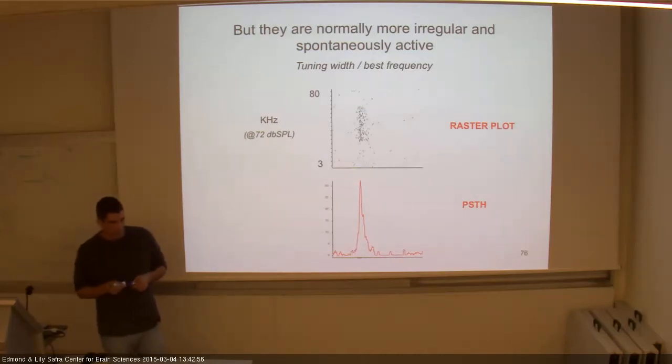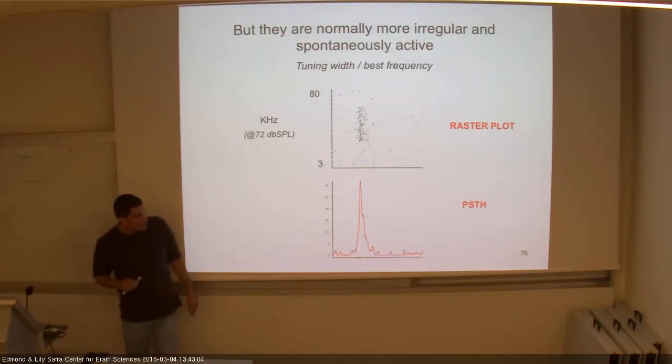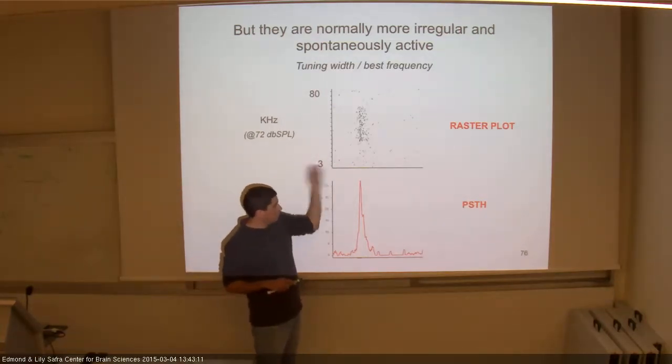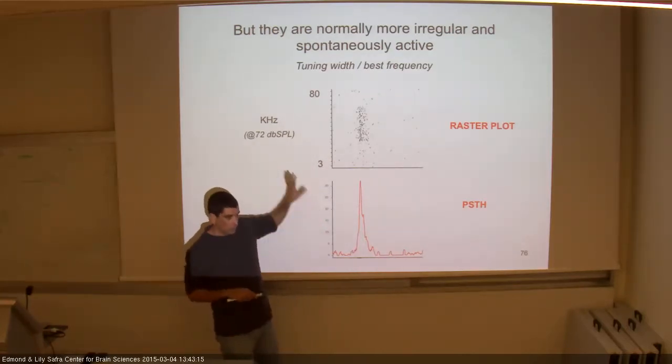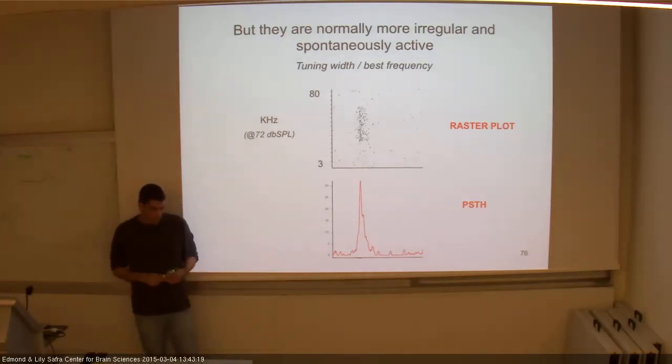Is it the same neuron or the same type of neuron? The raster plot here is the same neuron where you play many stimuli. If you take a different neuron and you do the same experiment, you will get this type of PSTH, for example. Neurons will be very noisy.